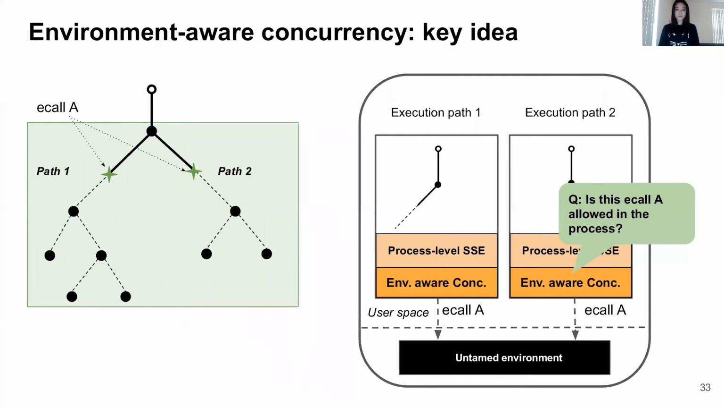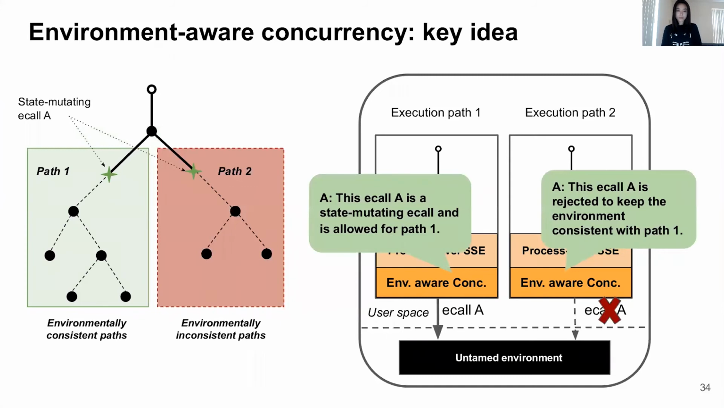To solve the problem, we added a component called environment-aware concurrency. It simply answers a question: is this call allowed in the process? In this case, the answer for path 1 is this call is a state mutating call and is allowed.